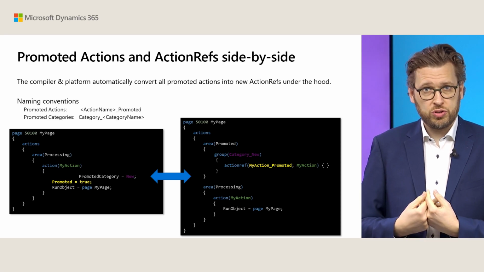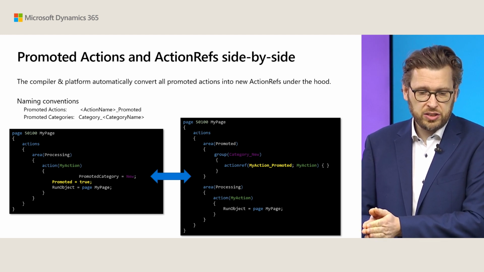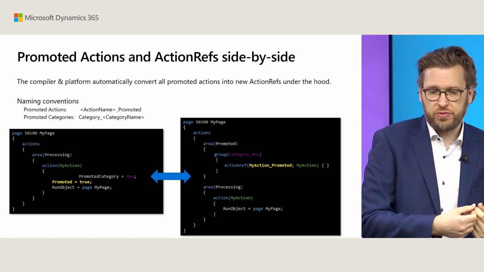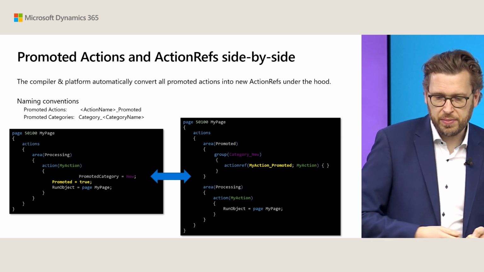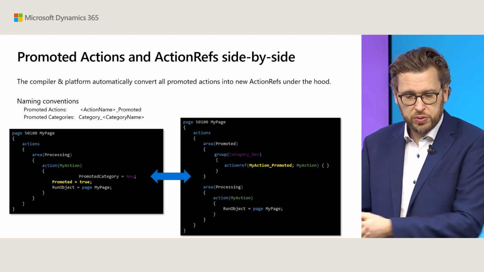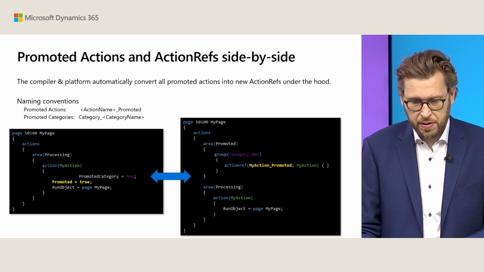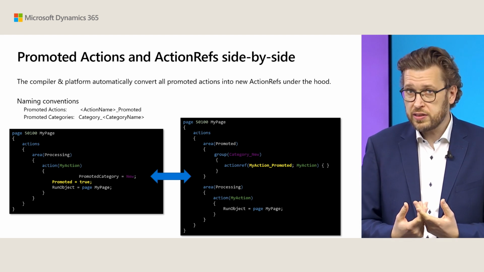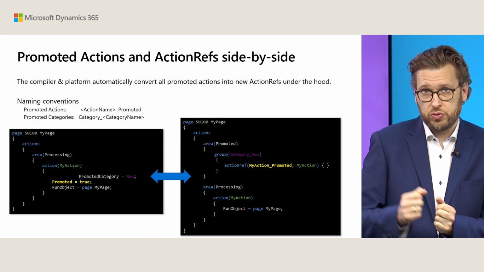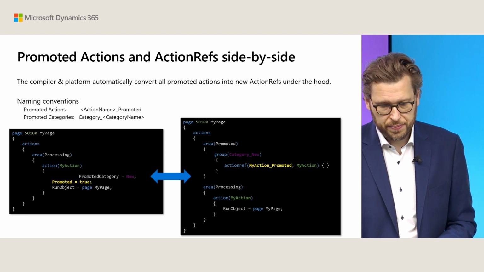And that conversion uses some naming conventions. The created promoted actions will be moved to basically an action ref, which consists of the action name and underscore promoted. And the promoted categories will be moved to groups, which will be named category underscore and then the old category name. And you should follow these naming guidelines as well, because that ensures that you can actually refer to the converted model at runtime in a good side-by-side manner.